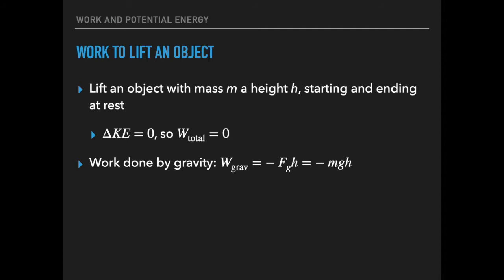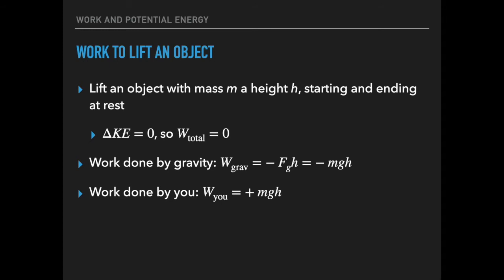And we know that we can calculate the force of gravity on any object by taking its mass and multiplying by g, the acceleration due to gravity. So the work done by gravity is this negative mgh. Now, because we know that the total work done on the object is 0, that means that the work done by you would have to exactly cancel out the work done by gravity. So the work done by you is going to be a positive mgh.